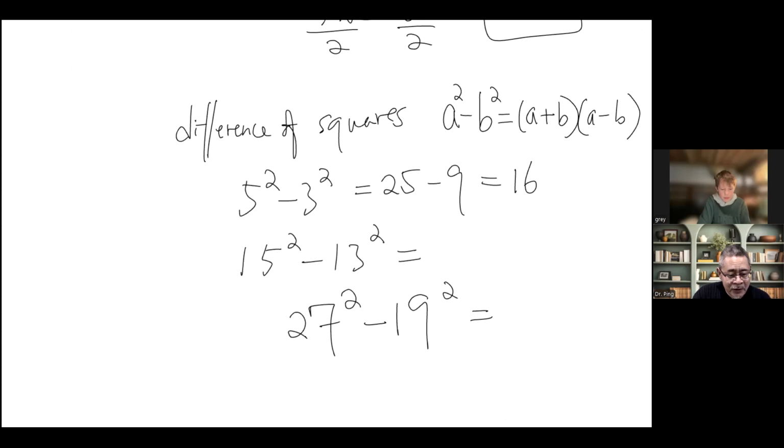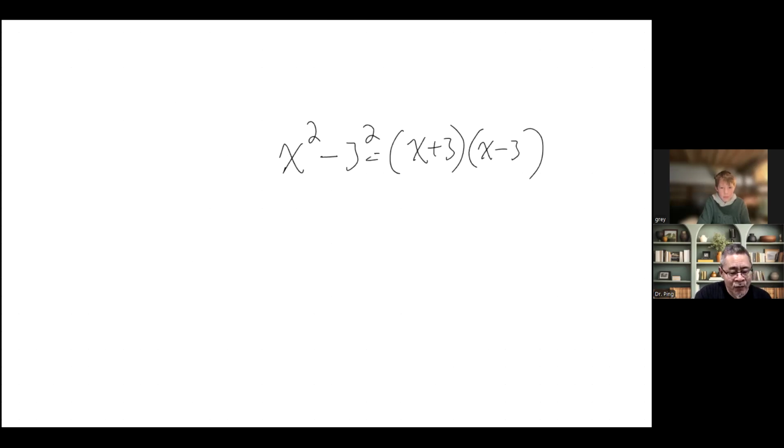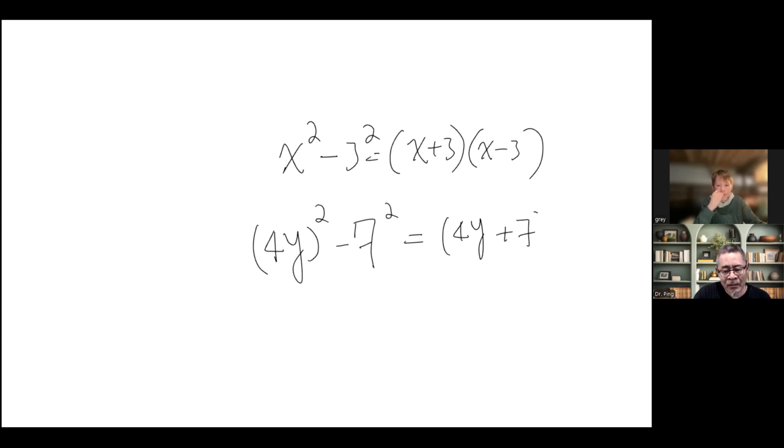Now, we can also work this with variables instead of numbers. For example, x squared minus 3 squared. We can write it as x plus 3 times x minus 3. Or we could have, say, 4y squared minus 7 squared. We can write that as 4y plus 7 times 4y minus 7. Are we good on this one?